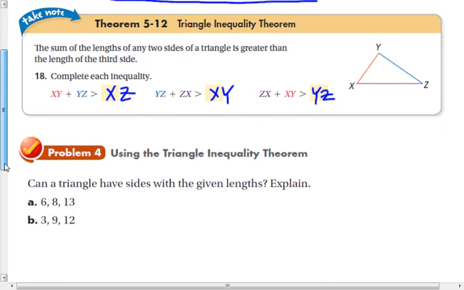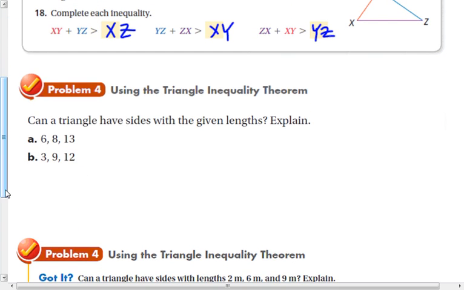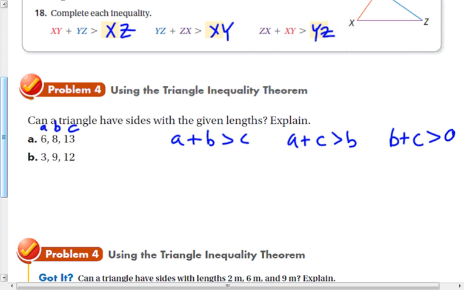So we can tell if three sides can form a triangle or not by using this inequality theorem. Any two of the numbers have to add up to more than the third number. So we can check, and I'll just label these A, B, and C. And so A plus B must be greater than C. A plus C must be greater than B. And so all three of these things have to happen. B plus C must be greater than A.